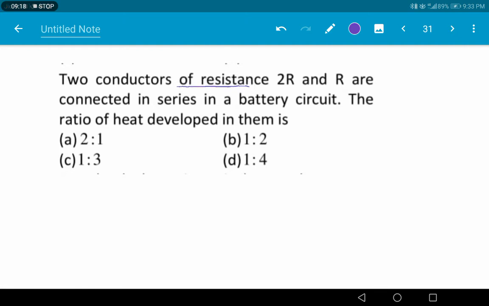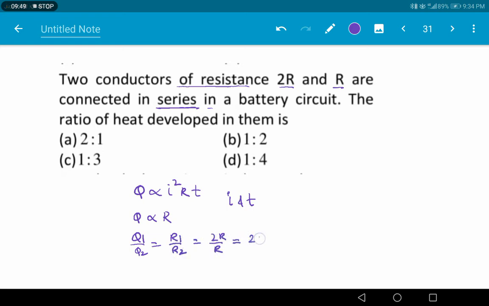Two conductors of resistance 2R and R are connected in series in a battery circuit. Find the ratio of heat developed across them. Already we discussed that the heat developed across the devices is directly proportional to I square RT. Which combination is it? Series combination. In series combination I and T are the same. Therefore Q is directly proportional to R. So Q1 by Q2 is equal to R1 by R2, so 2R by R. So the answer is 2:1, the ratio of heat developed across them.